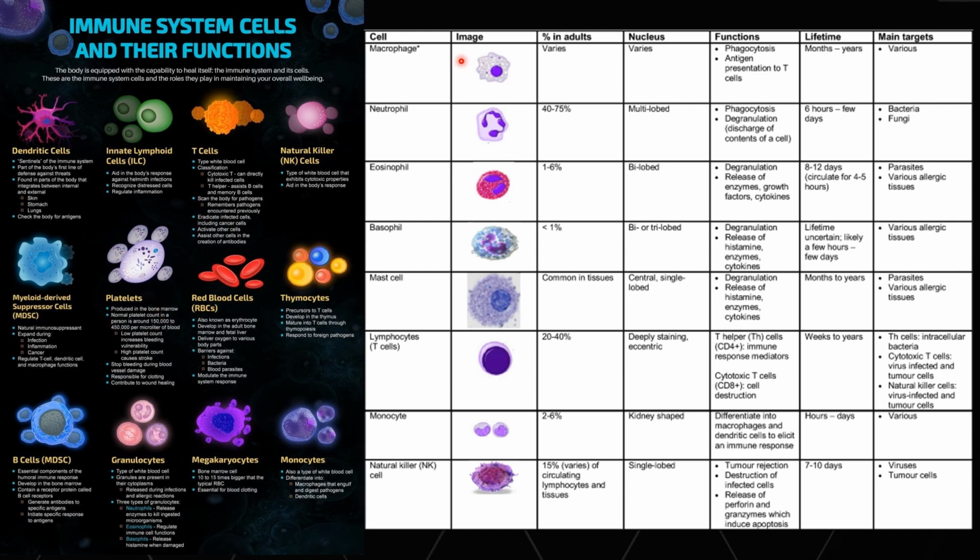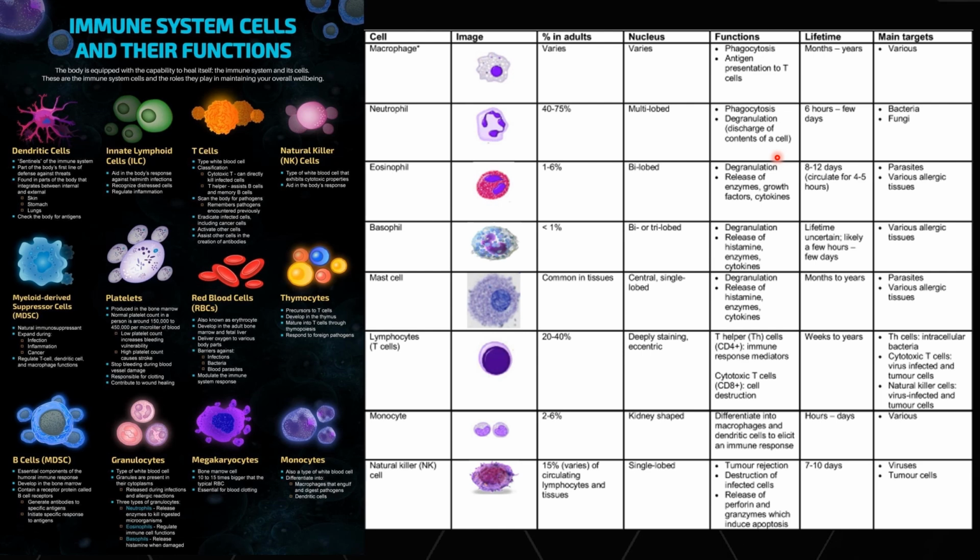Also, if you come here, you will have different cells like macrophages, neutrophils, eosinophils, basophils, mast cells, lymphocytes, monocytes, and natural killer cells, and their functions are written here. So, for example, for macrophages, again, phagocytosis, they are the antigen presenting cell to T cells. Then we have neutrophils, they are also phagocytosis. They lead to degranulation, discharge of contents of the cells.